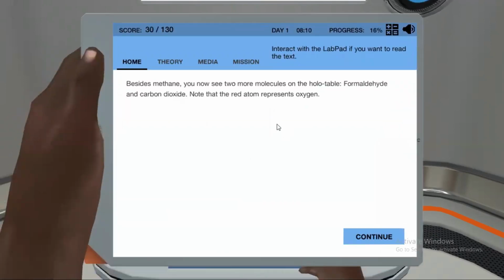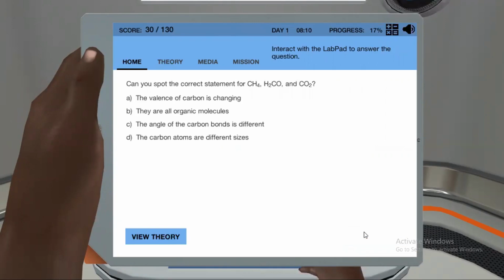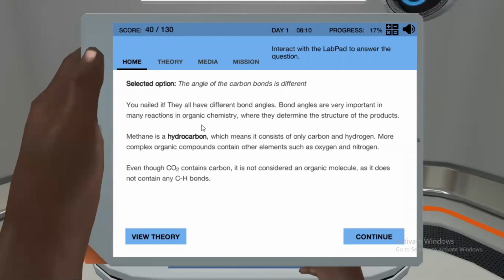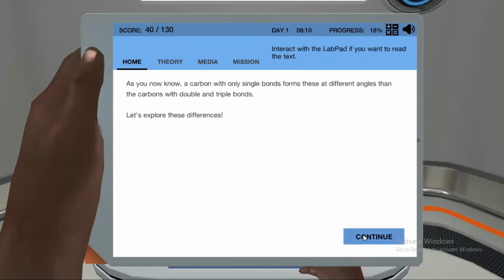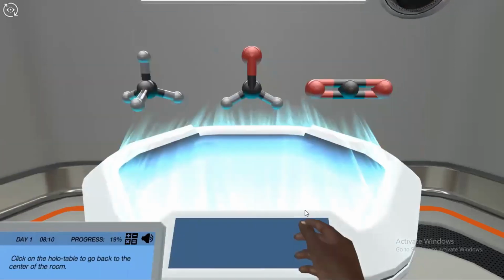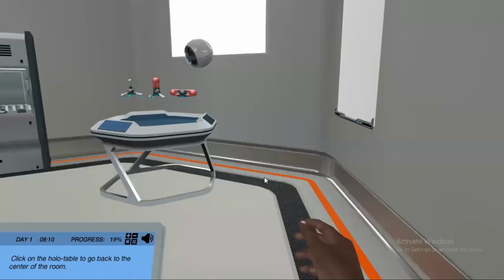Besides methane, you now see 2 more molecules on the hollow table, formaldehyde and carbon dioxide. Note that the red atom represents oxygen. Can you spot the correct statement for methane, formaldehyde, and carbon dioxide? You nailed it. They all have different bond angles. Bond angles are very important, as you now know. Click on the hollow table to go back to the center of the room.